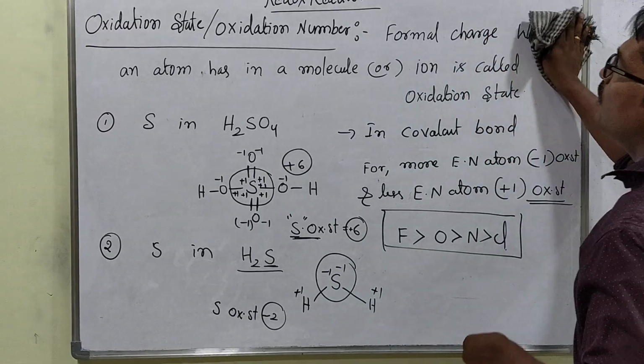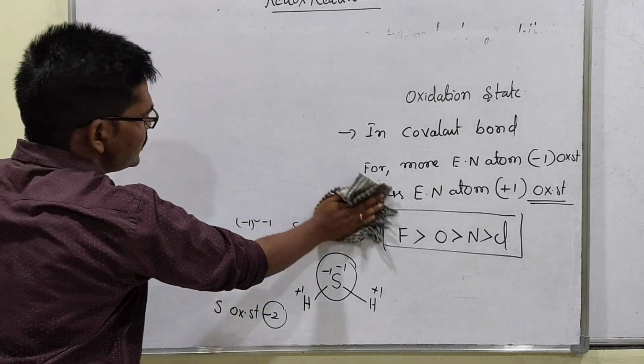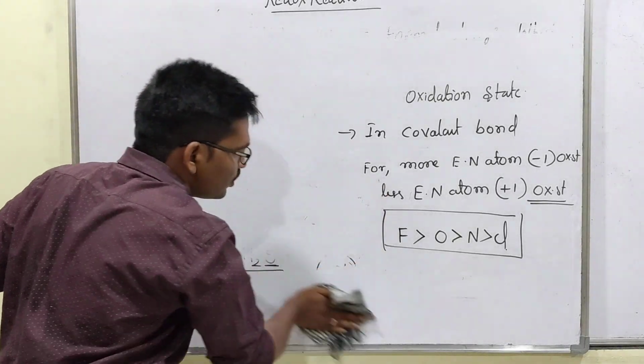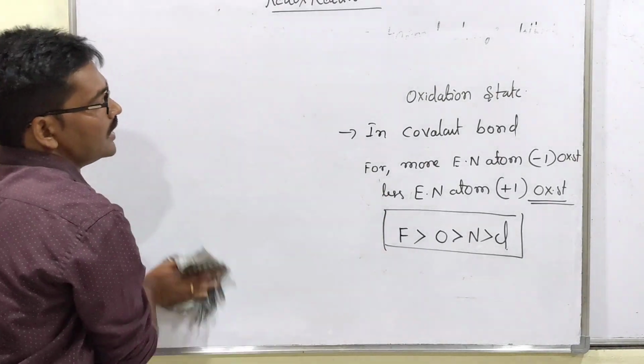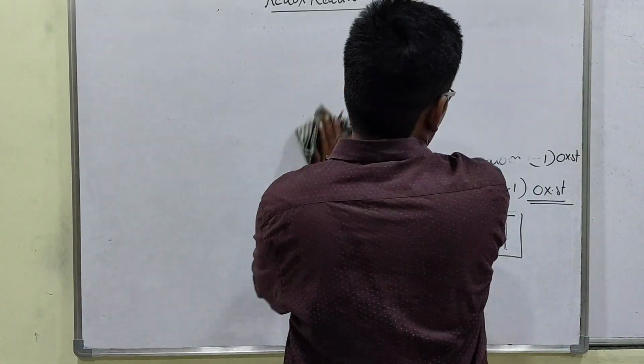How do we represent the oxidation state in a covalent bond? For the more electronegative atom we represent -1, and for the less electronegative atom we represent +1.